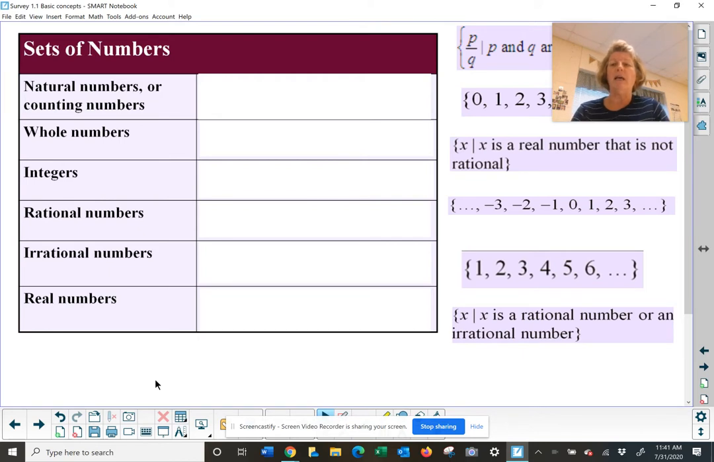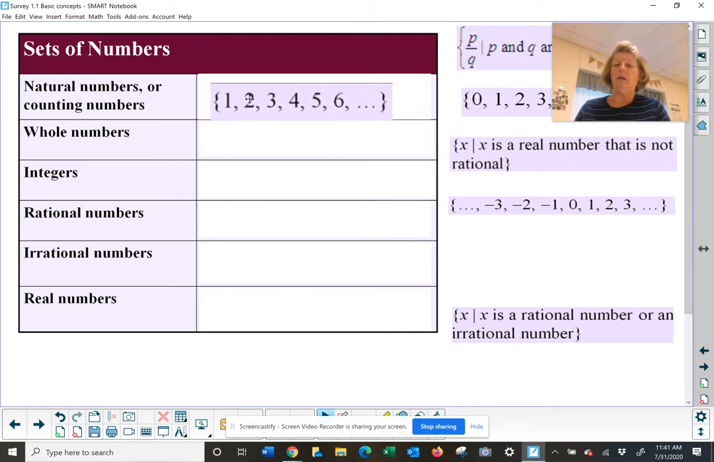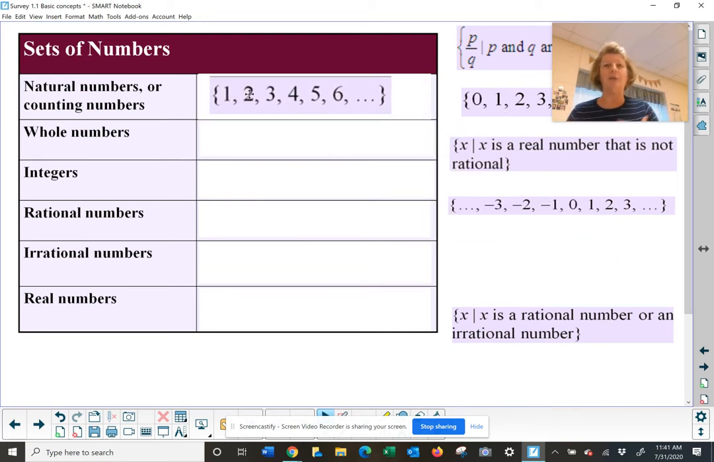Sets of numbers. Natural numbers or counting numbers, referring to the same thing. These are the numbers that you just naturally learned how to count. And unless you were a really smart baby, you did not start with 0. You started with 1, 2, 3, 4, 5. So the natural numbers are those numbers starting at 1 and going up to infinity, basically. And they look like that. So go ahead and write that in your notes.